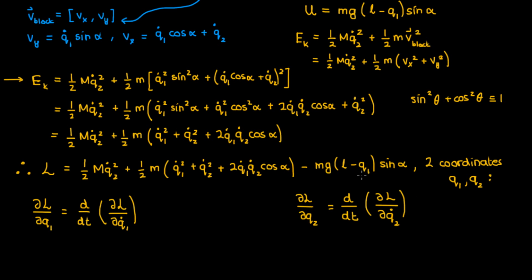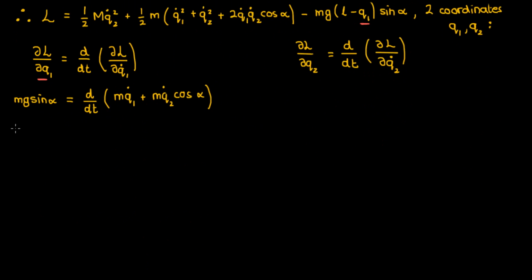On the left-hand side, we're taking the partial derivative of the Lagrangian with respect to q1. The only term that contains q1 in the Lagrangian is the potential energy term, and if we differentiate that, we'll get mg sine alpha. Now this is equal to the derivative with respect to time of the partial of the Lagrangian with respect to q1 dot, and we can calculate this partial derivative. It'll turn out to be m q1 dot plus m q2 dot times cosine alpha. If we differentiate this term with respect to time now, we'll get m q1 double dot plus m q2 double dot times cosine alpha, and this is our Lagrange equation for q1.